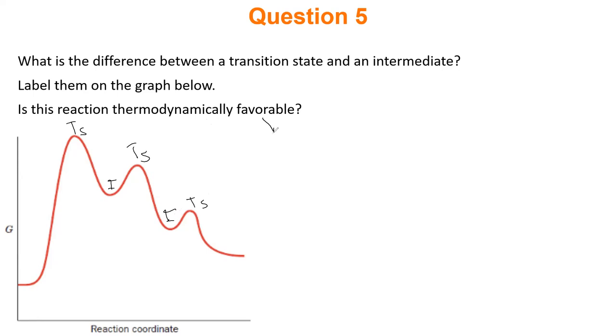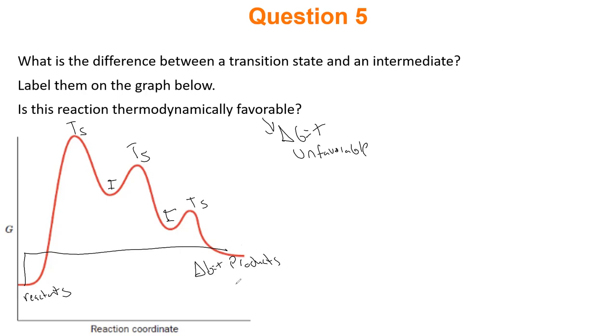And delta G here is positive. So this is unfavorable, not spontaneous. And the way you look at that is you just look at your reactants versus your products. If your products are higher than your reactants, that's delta G being positive. If your products are lower than your reactants, so the line I just drew there, sure, let's use purple, that's delta G is negative. So that is spontaneous.